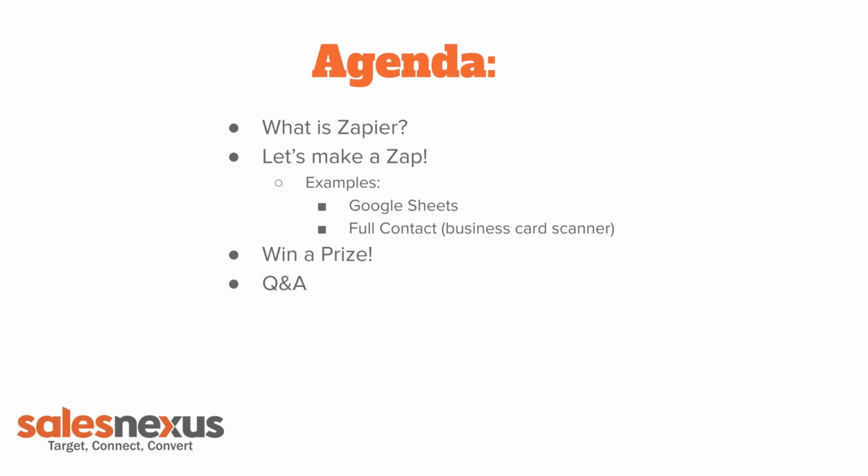Now, these are just two examples, and I want you to keep in mind that there are more than 1,500 other apps on Zapier that you can connect to SalesNexus. So just keep that in mind as you're watching me do this, because the same principles that I'm going to show you apply for any of the other apps that you might think about. Then we're going to wrap things up, right?